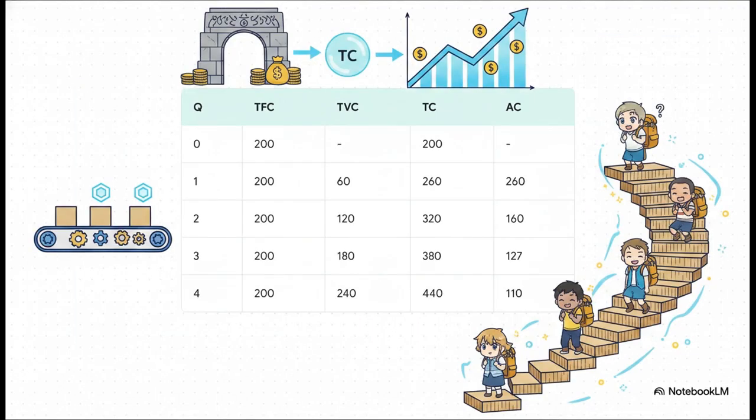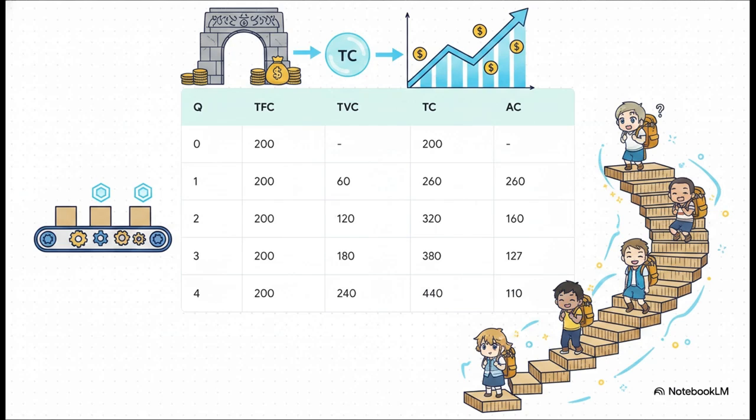Let's actually see how this builds into total and average costs mathematically, using a really practical example of a $60 variable cost per unit. So look at that top row. When output is 0, our total fixed cost is $200. Since we haven't made anything, the total variable cost is 0. But notice your total cost is still $200. You still owe that money. Now, as we drop down and start producing 1, 2, 3, and 4 units, that $200 fixed cost never wavers. But your variable cost jumps by $60 every single time.